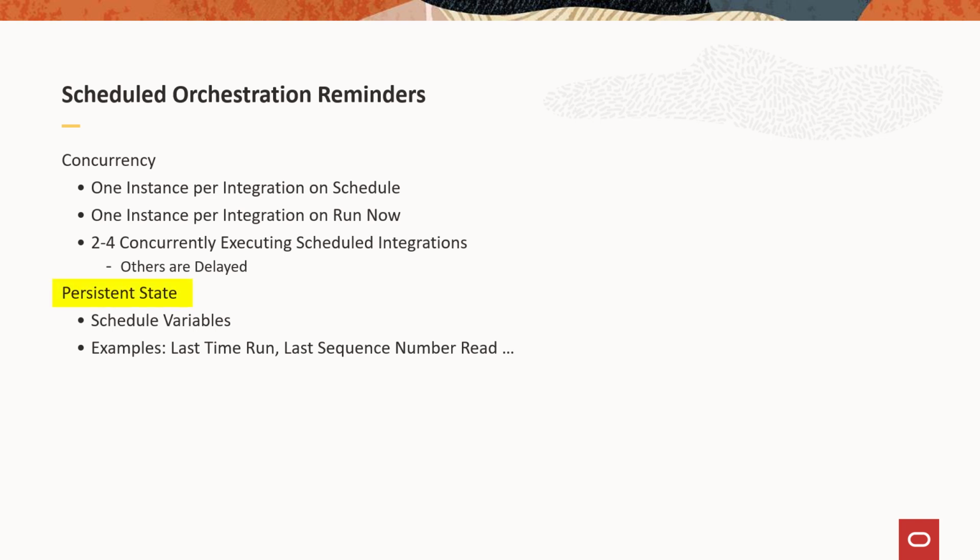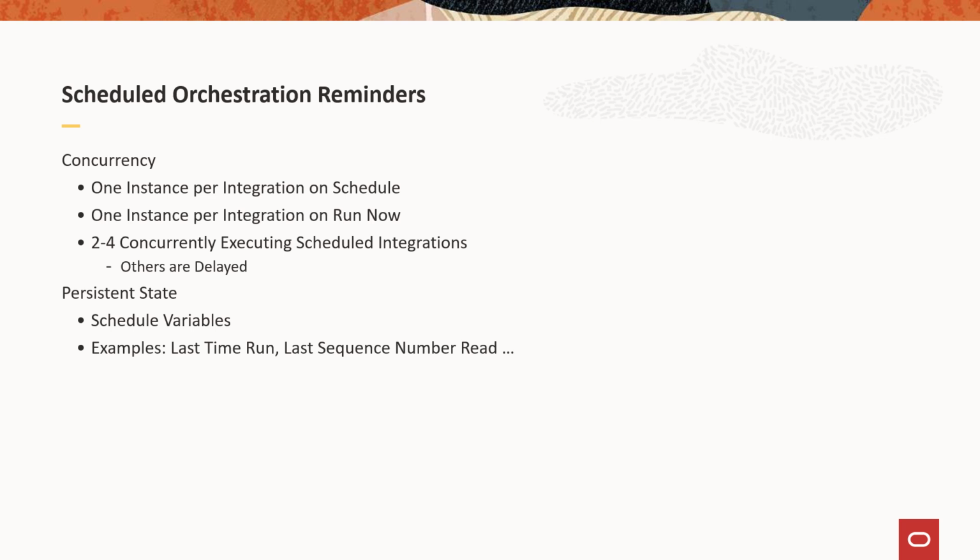Within a scheduled orchestration, we have a concept called schedule variables. Schedule variables are used to hold the state of a scheduled integration. So why would you want to do that? Well, for example, you might only want to pick up files since the last time you ran. So you could store the last time you ran in the schedule variable, and then you could do a query saying, okay, list all the files, but only pick the ones that have a date time later than the last time I ran.